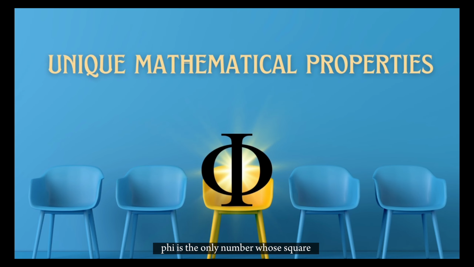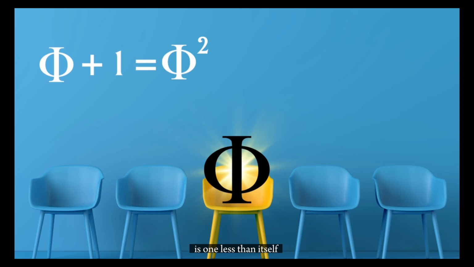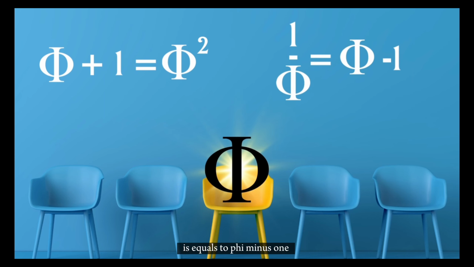For your information, phi has many unique mathematical properties. Phi is the only number whose square is 1 more than itself, that is, phi plus 1 equals phi squared. And it is the only number whose reciprocal is 1 less than itself, that is, 1 over phi equals phi minus 1.